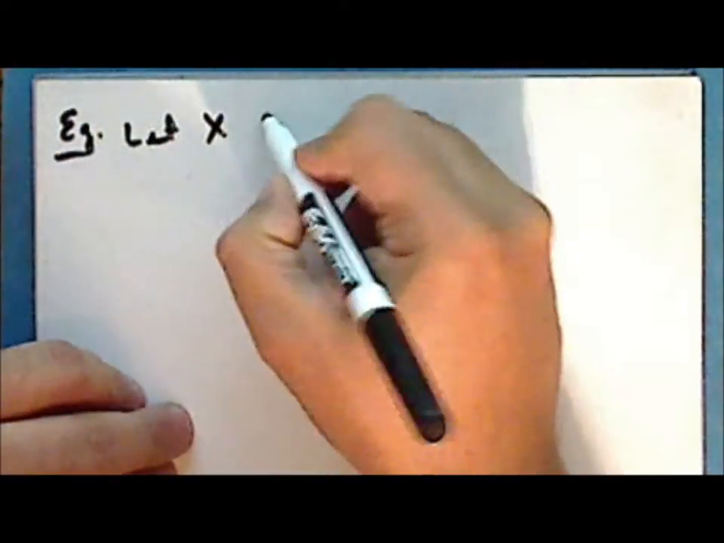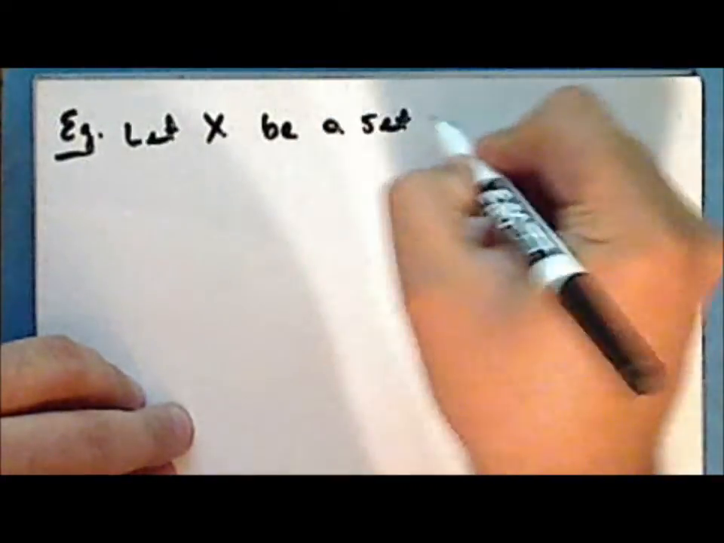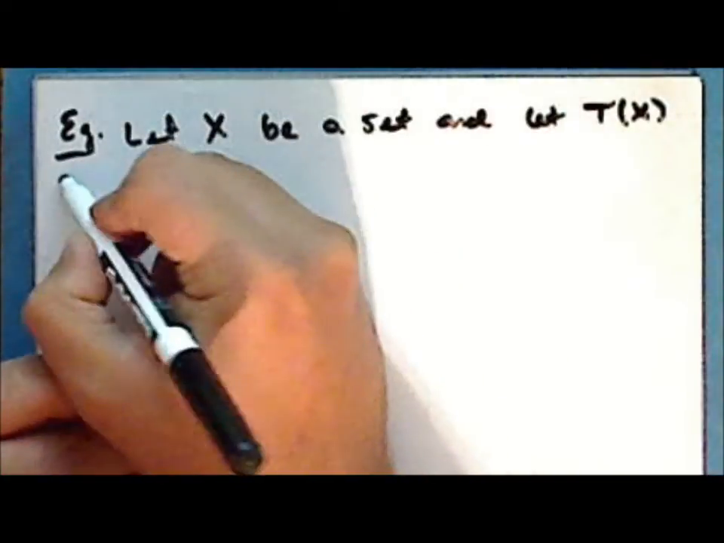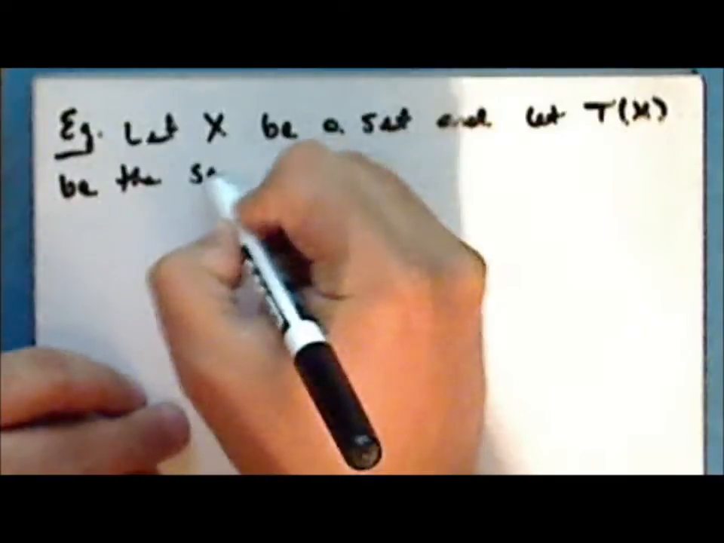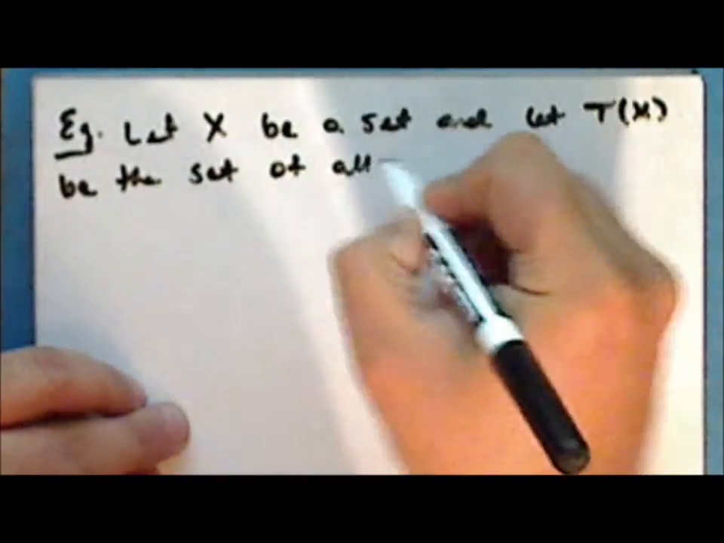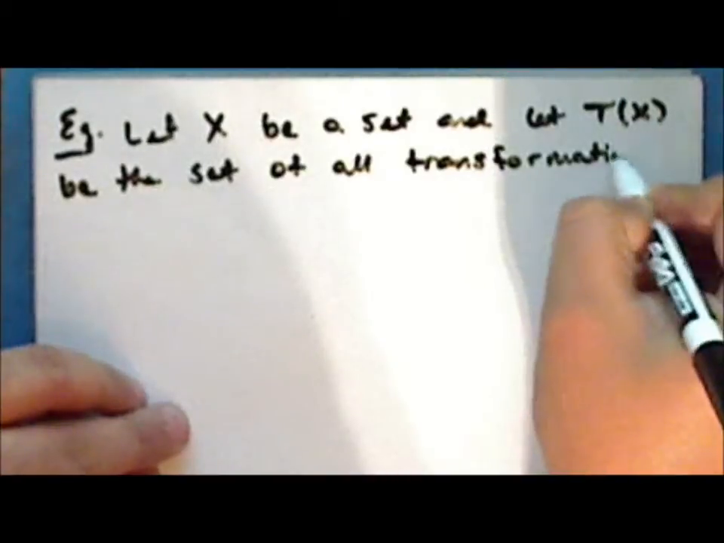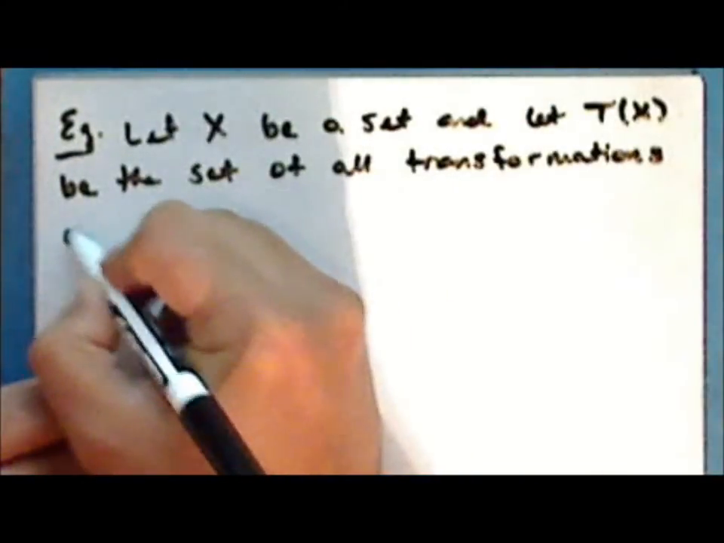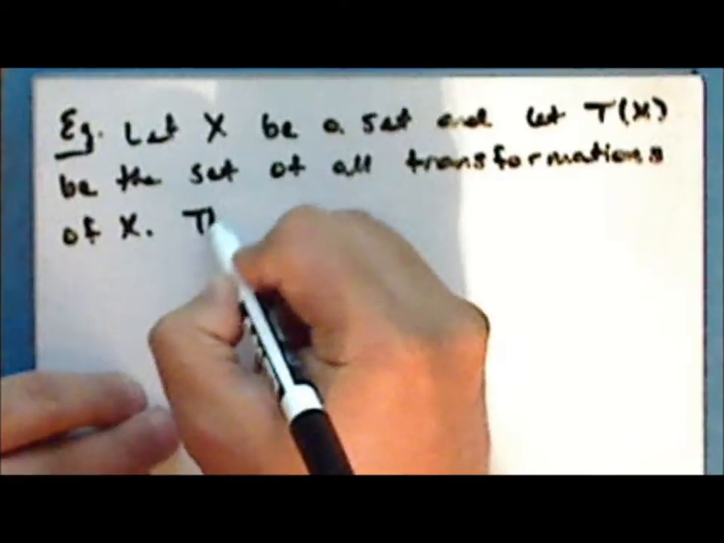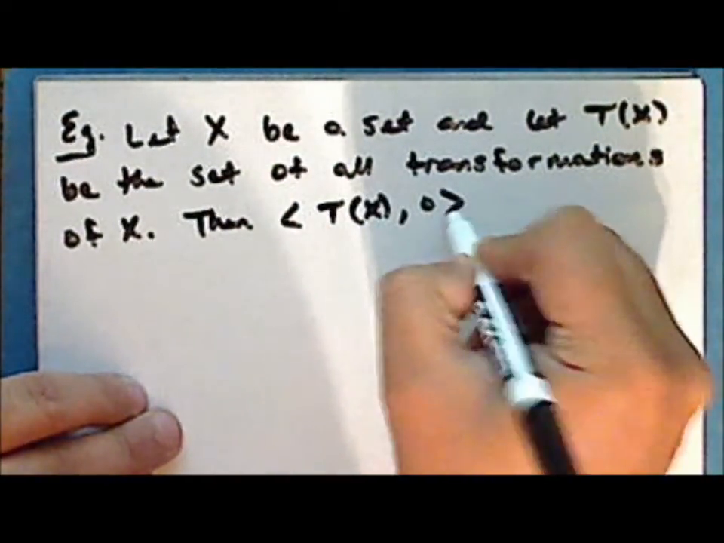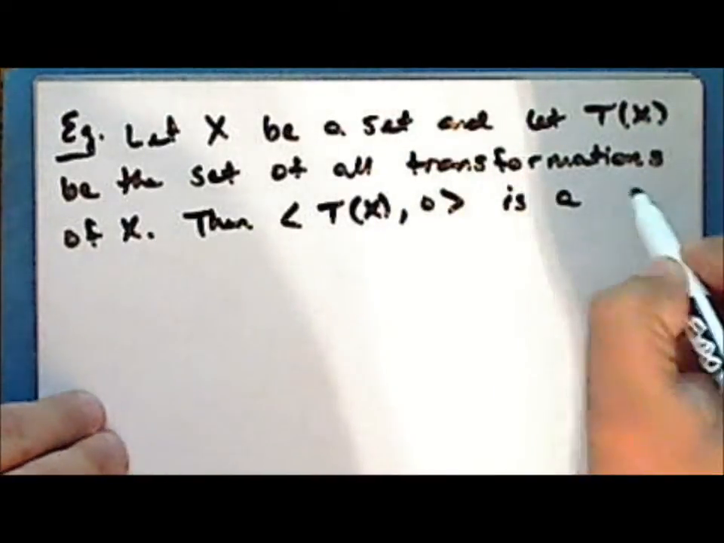Okay, so we'll start with the exercise from the previous lecture. Let X be a set, and let T of X be the set of all transformations of the set X. Then the set of all transformations of X together with function composition is a group.